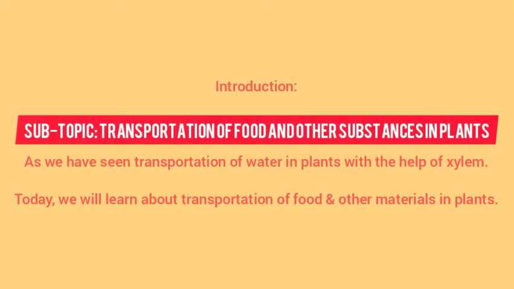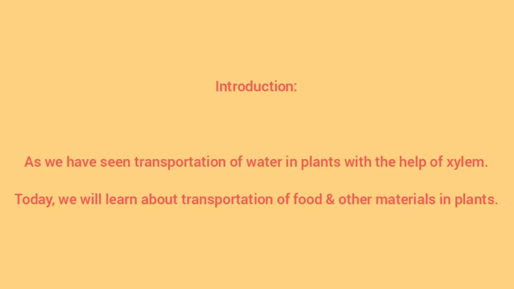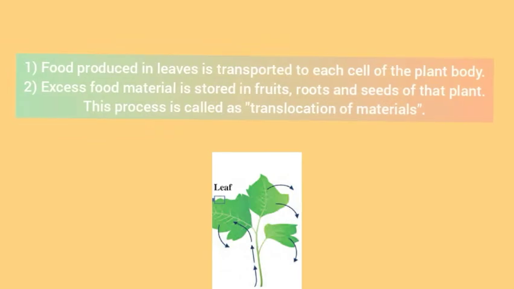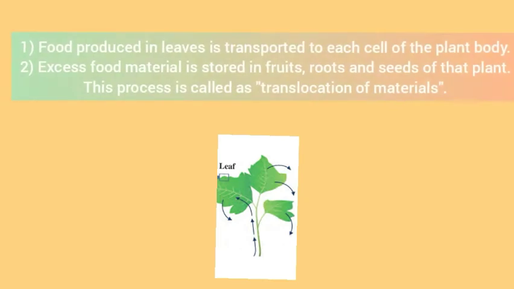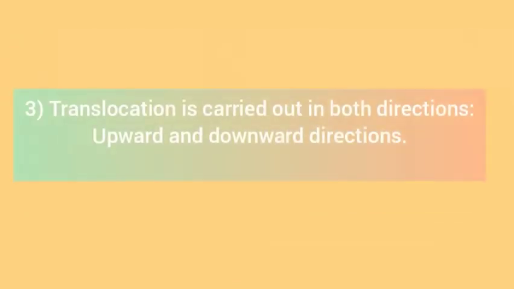So students, in the last lecture we have seen transportation of water in plants with the help of xylem. Today we will learn about transportation of food and other materials. Food produced in leaves is transported to each cell of the plant body, and the excess food material which is stored in fruits, roots and seeds of that plant is called translocation. Translocation is carried out in both directions, that is, upward direction as well as downward direction.